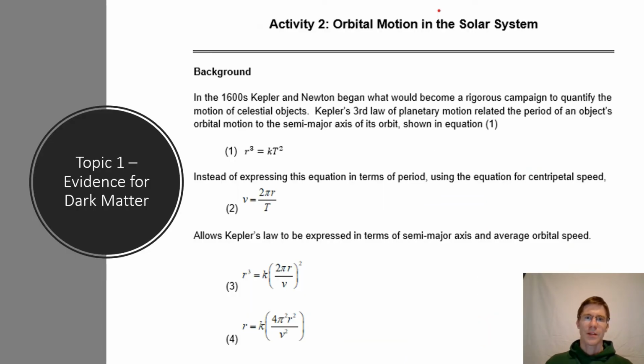So in the first topic, the second activity looks at orbital motion in our solar system. There are a lot of really good connections here to things like Kepler's laws, circular motion, Newton's law of universal gravity, and how we can use that knowledge to build a picture of what motion in our solar system looks like, and then eventually compare that to motion outside of our solar system.